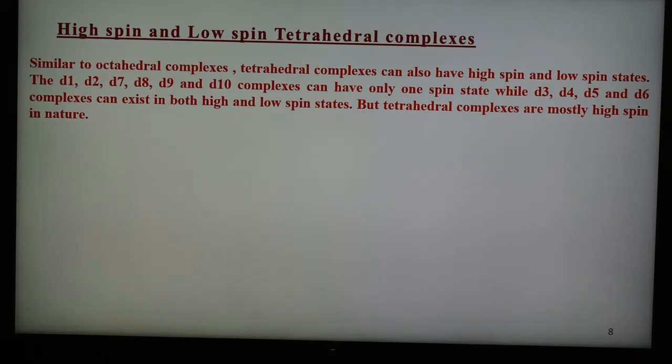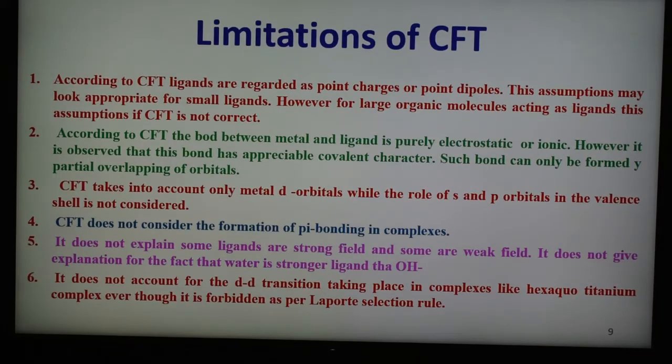In this case also, d1, d2, d7, d8, d9, d10 show only one spin, but d3, d4, d5, d6 show both the high spin and low spin state. Now, the limitations of CFT. Crystal field theory explains most of the properties of the complexes, but has some limitations, and these limitations are shown here.